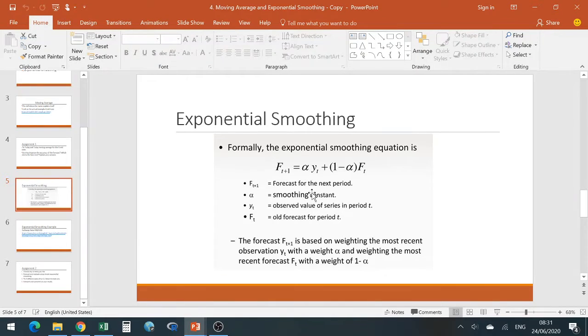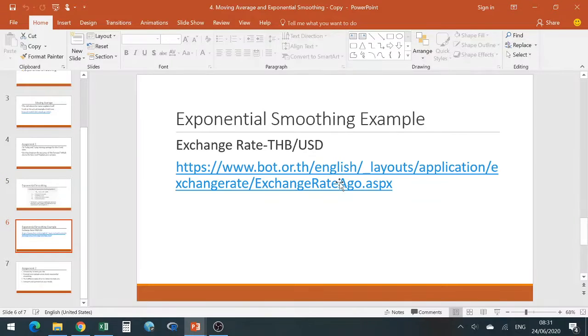So alpha is basically the weight between the actual number and the last forecast. You put some weight, so it can be 50-50, or 60-40, or maybe 90 and 10, something like that. So that's exponential smoothing. Let's look at an example.